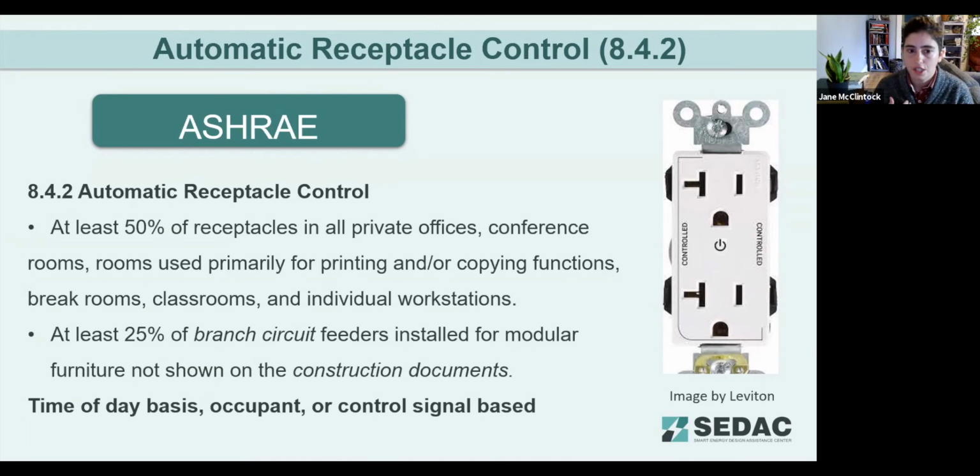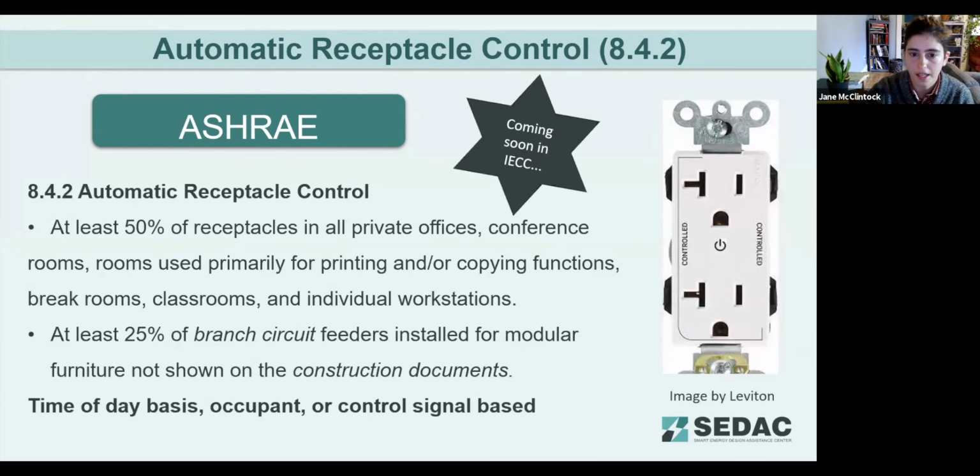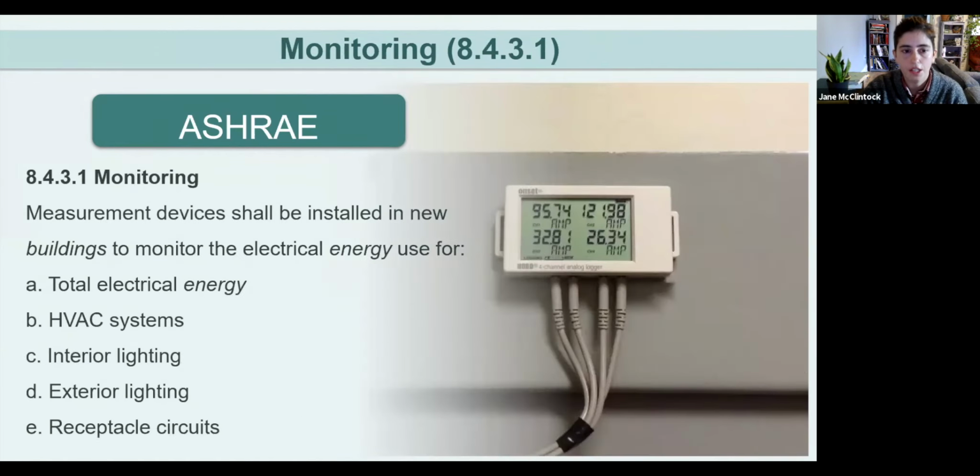The reason for this is that we have more and more computers, monitors, and plug loads that will draw current even when not in use. So we want to shut those outlets off to control that background power demand. And this is something coming soon in IECC 2021. We point this out as a difference here, but once we're adopting the new code, we're expecting to see this as well.